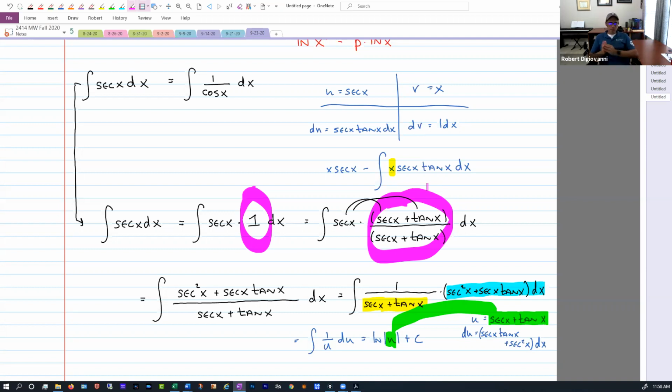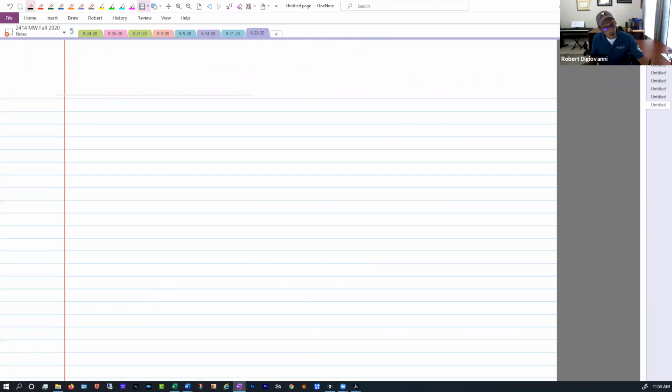Okay, any questions? I'm gonna move on to the next one. We have one more to do. All right, the last one we're doing is secant cubed x. Now this one does not require any magical trick that you have to come up with. Everyone in this class has seen the techniques and tactics on how to go about this. It's just a matter of going down the right road here.